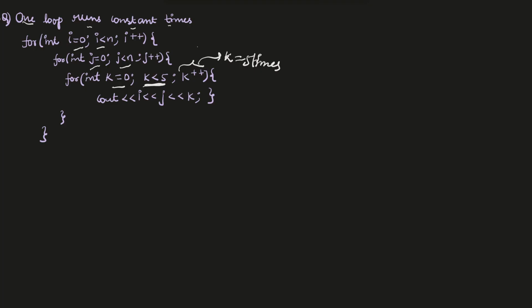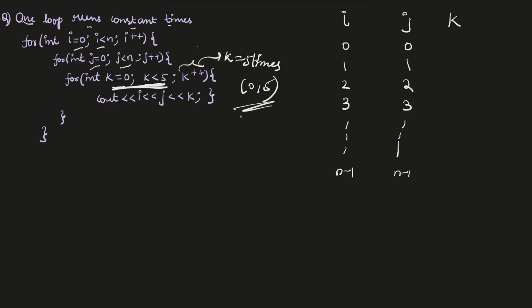So let's see how do we solve this problem. We write i, we write j, we write k. The value of i goes from 0 to n minus 1. So 0, 1, 2, 3, so on up to n minus 1. The value of j goes from 0, 1, 2, 3, so on up to n minus 1. The value of k is constant, as I said before, because it is going from 0 to 5. That means it runs 0, 1, 2, 3, 4. So 5 times. So for any value of j, it runs 5 times.